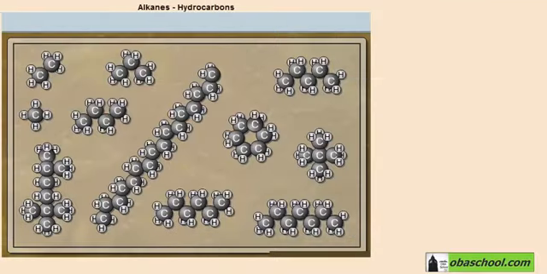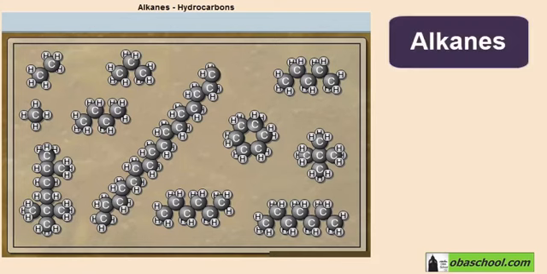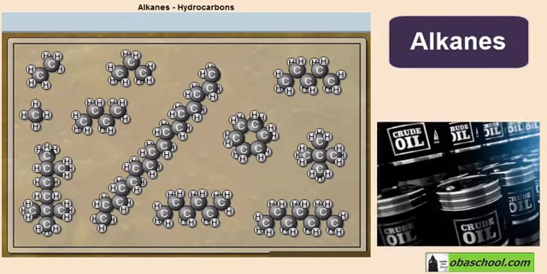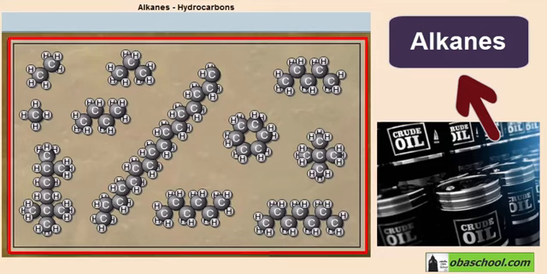In this interactivity, we will explore the family of hydrocarbons, alkanes. Crude oil is a mixture of about 150 different hydrocarbons. Most of these compounds in crude oil belong to a family of hydrocarbons which is called the alkanes. These are some of the hydrocarbons in crude oil.